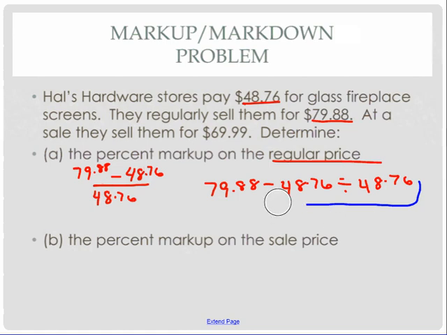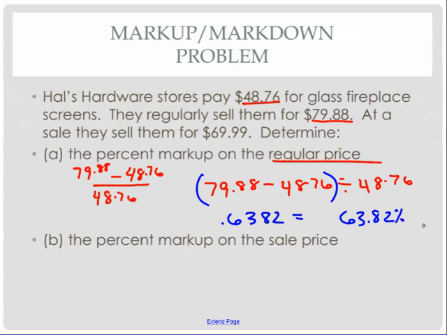If you are going to put this in your calculator all in one line, then the way that you have to do that is you put the numerator in parentheses. That will cause your calculator to do this first, and you'll get 0.6382, which then becomes 63.82% markup. Or you can say increase. For me, I don't care. You can say markup, whatever.